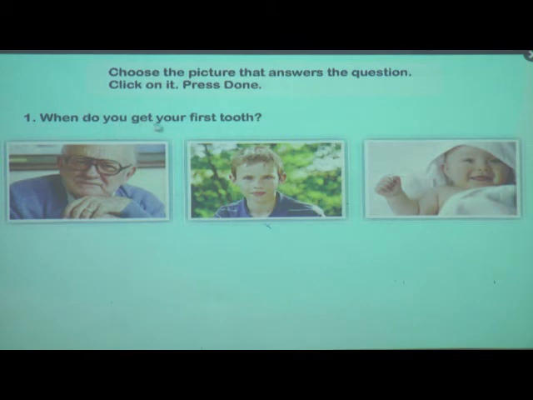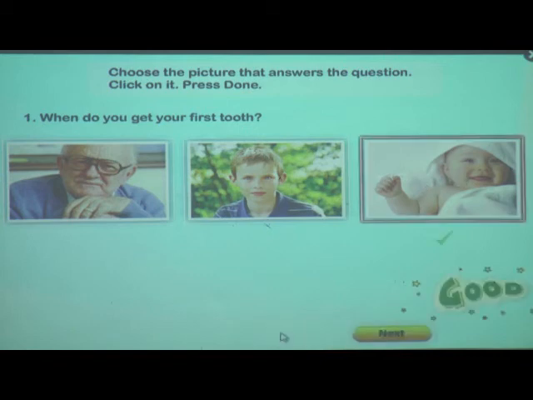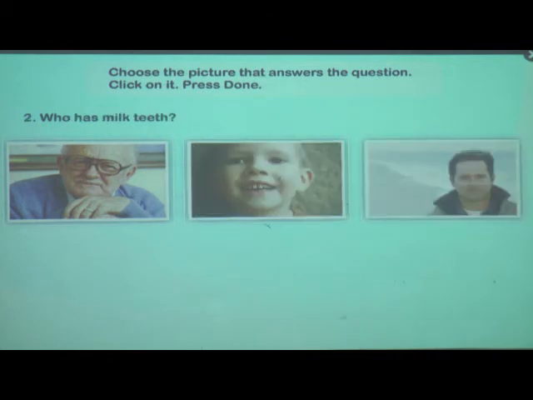When do you get your first tooth? Yes, when you are 6 months old. So here, which is the picture? The last one. Yes, we are correct. Now next, who has milk teeth?